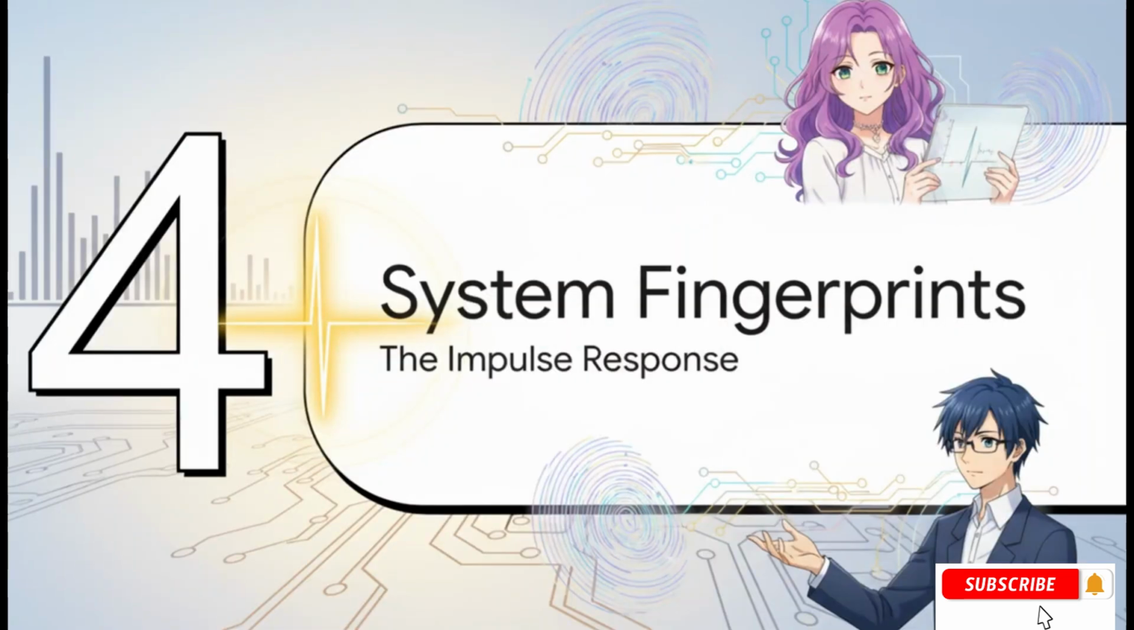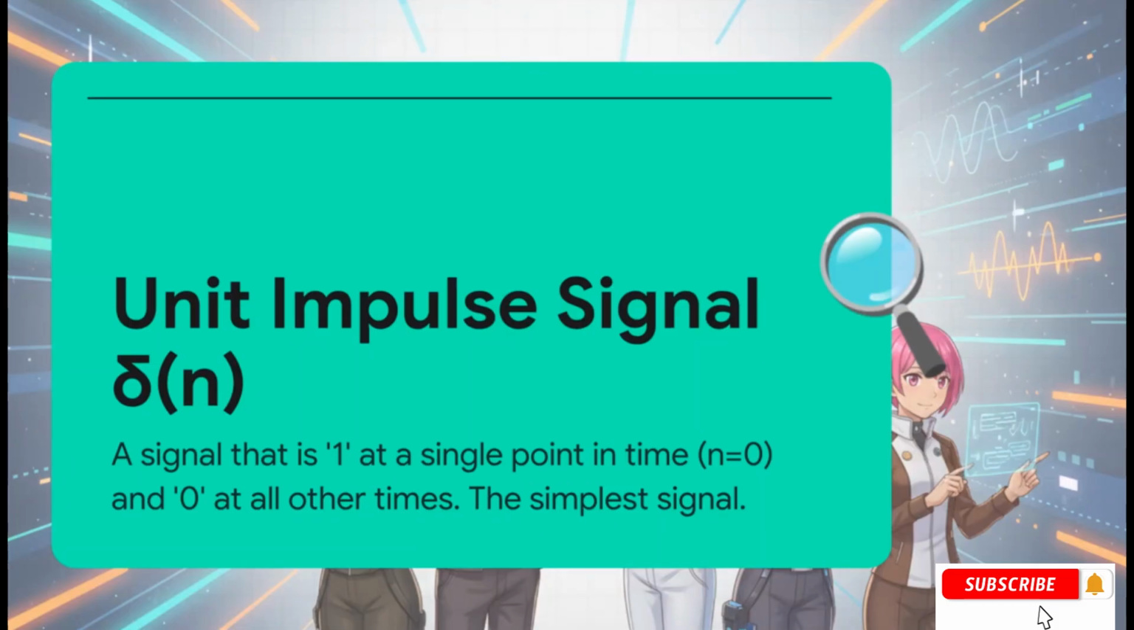Now this is where things get really elegant. Let's talk about the system's unique fingerprint. So if you have one of these systems, how do you figure out everything it's capable of? Do you have to test it with millions of different signals? Well, it turns out you only need one. And that one special test signal is called the unit impulse. It is literally the simplest signal you can imagine. It's just zeros, everywhere, except for a single value of 1 at one point in time. Think of it like this, a completely silent room, and then one single sharp clap. That's it. That's our ultimate test.